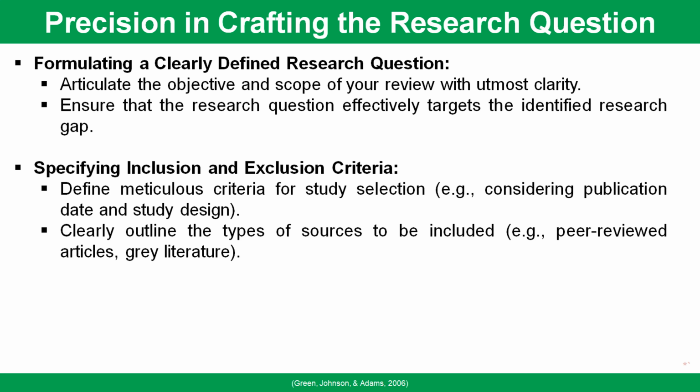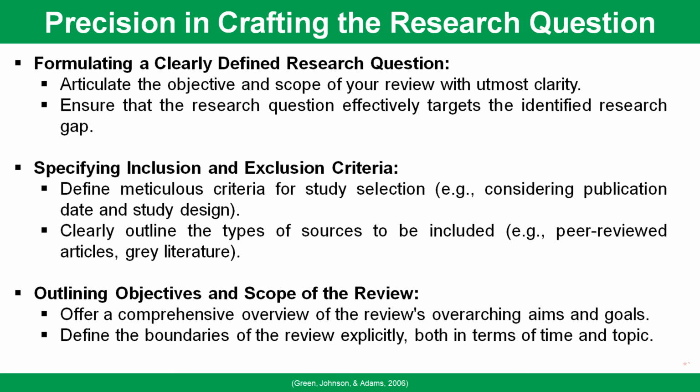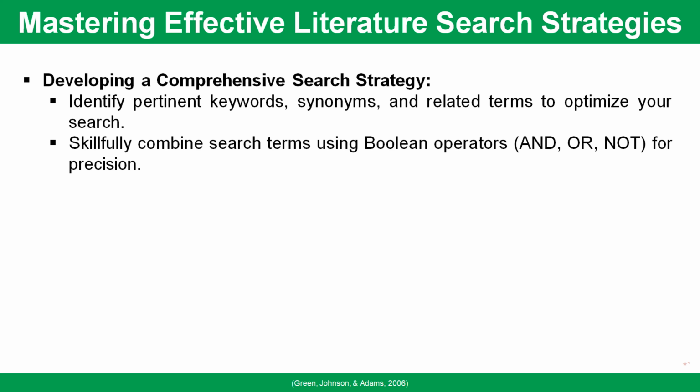Define meticulous criteria for study selection, considering factors such as publication date and study design. Clearly outline the types of sources to be included, whether it be peer-reviewed articles, gray literature, or other relevant materials. Offer a comprehensive overview of the review's overarching aims and goals. Define the boundaries of the review explicitly, both in terms of time and topic, to ensure a focused and well-defined research scope.